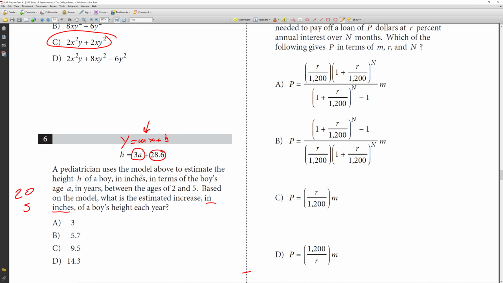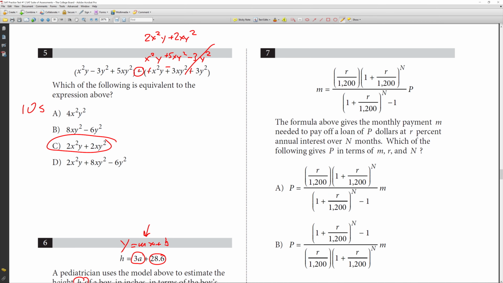A pediatrician uses the model above to estimate the height h of a boy in inches in terms of the boy's age A in years between ages 2 and 5. Based on this model, what's the estimated increase in inches of a boy's height each year? With that said, because this is the only one that varies, this is the constant. Each year is A, so that means for every year he grows 3 inches. Answer is A. Boom.